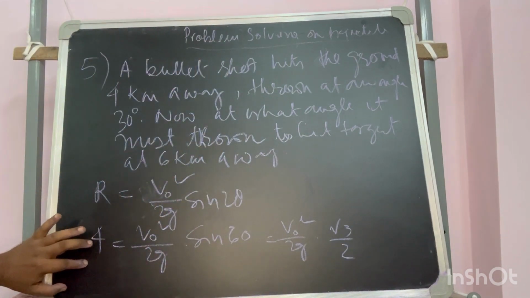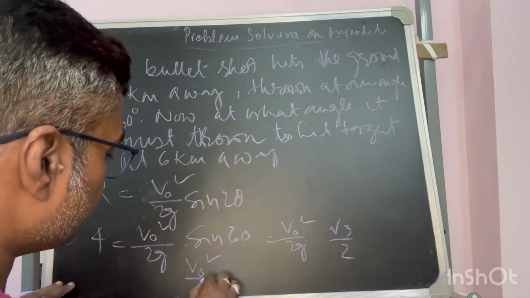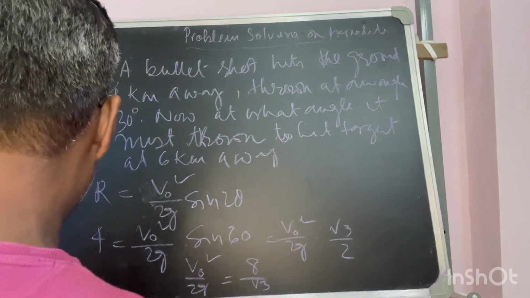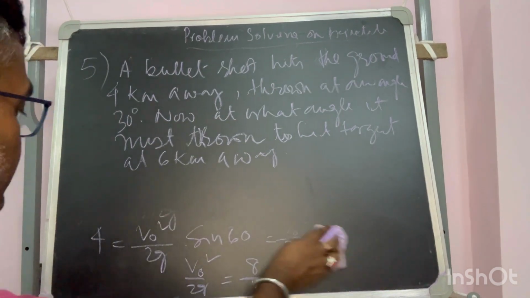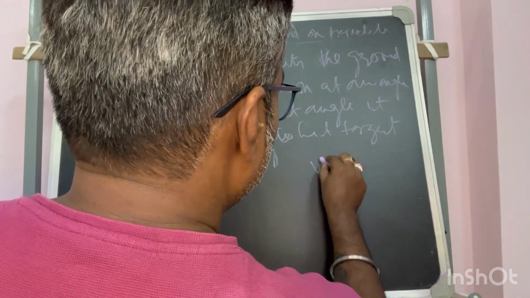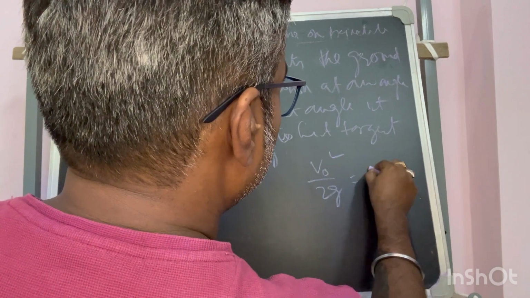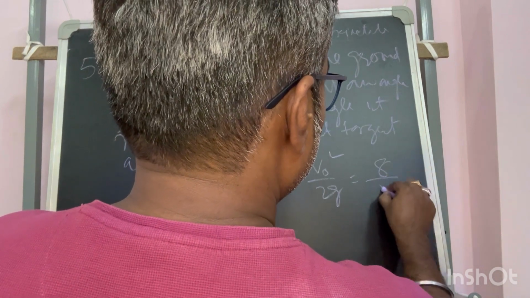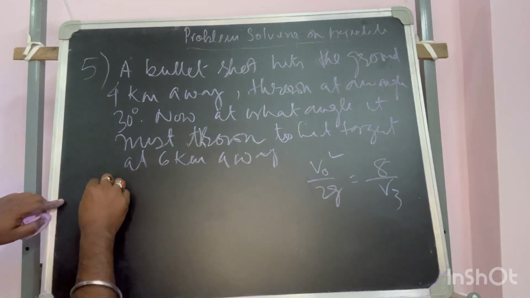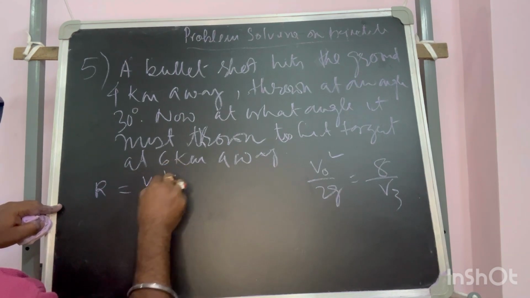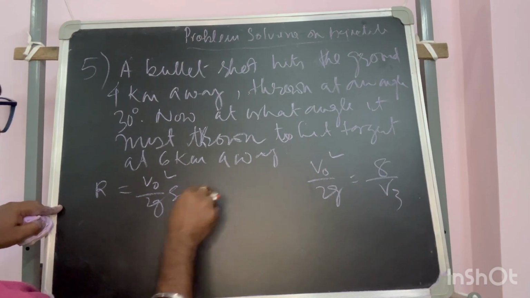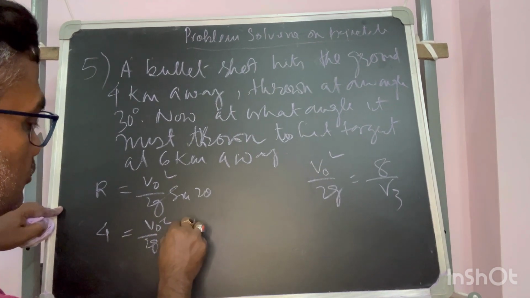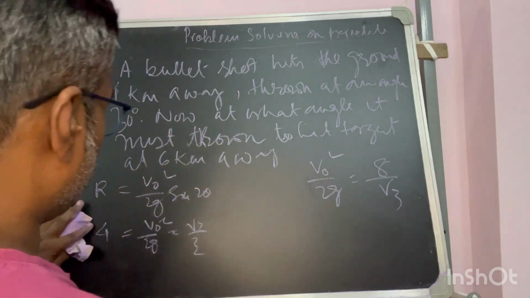So this is the case where we can say that V0 square by 2g is equal to, if I move this, 8 by root 3. Okay, so just keep it in mind. So V0 square by 2g is equal to 8 by root 3. Let me check that once. This is sine 2 theta, this is 4, that is V0 square by 2g into root 3 by 2 equals 4. So that is okay.